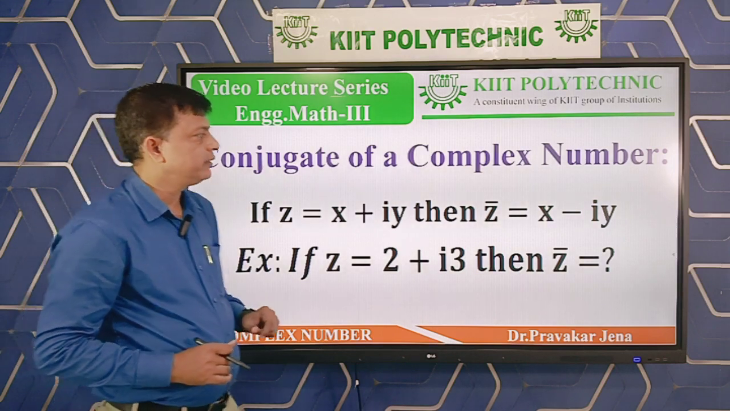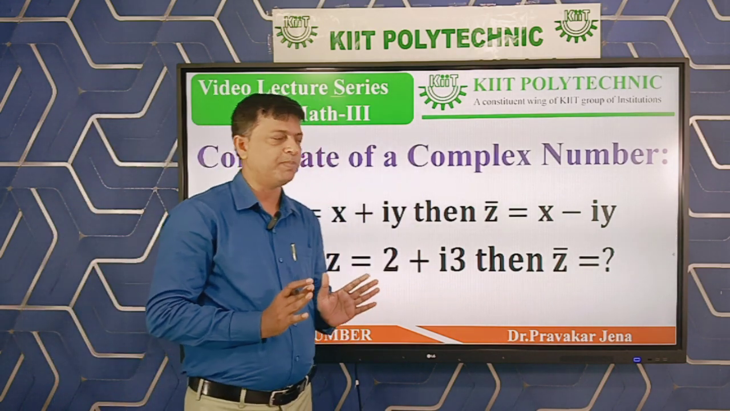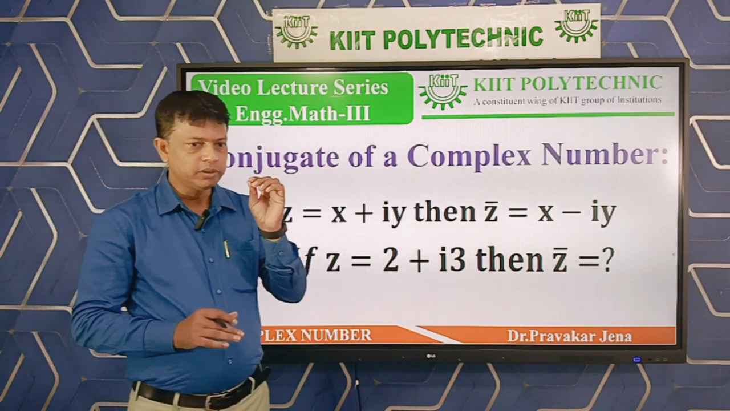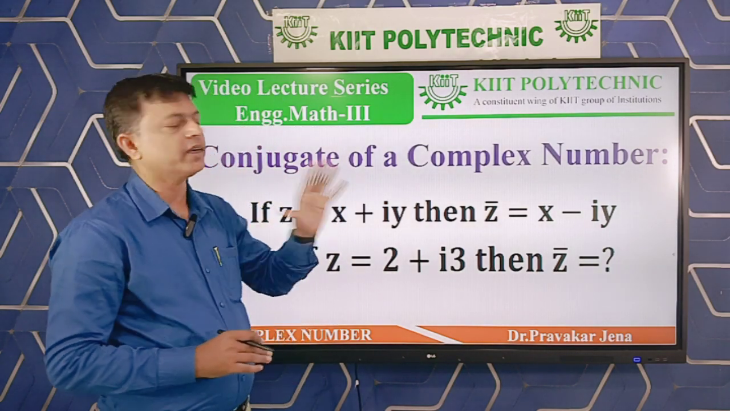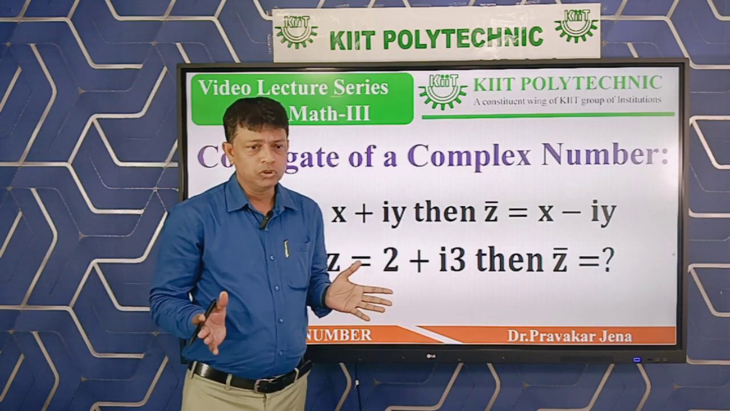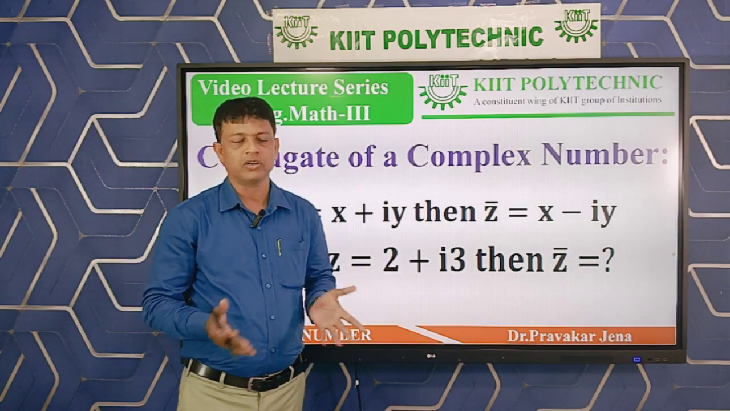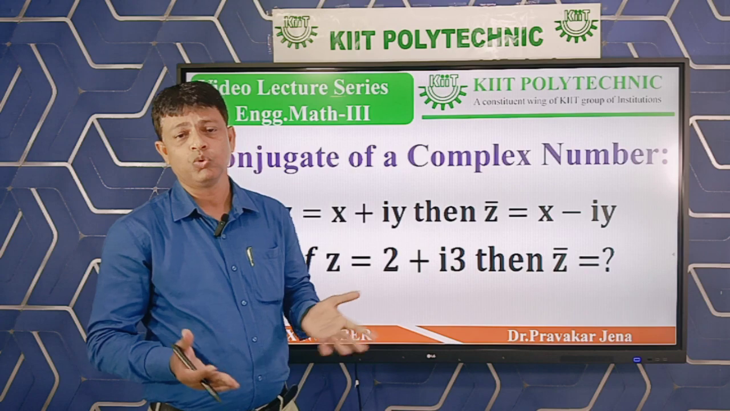After the completion of the complex number, some definitions are related to the complex number. Which one is the conjugate of a complex number? Very simple. In the 10th level we also know that the conjugate of 2 minus root 3 is 2 plus root 3.